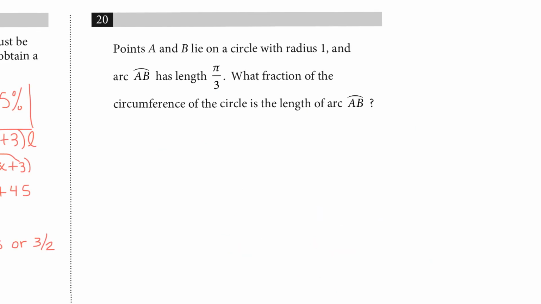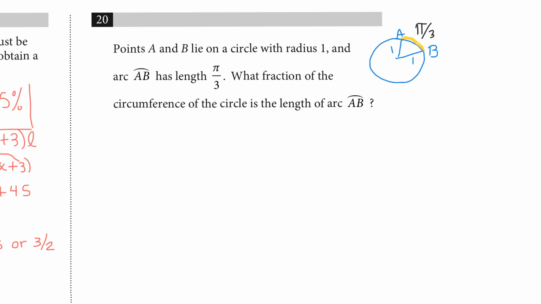Okay, problem number 20. Our last one. Points A and B lie on a circle with radius of 1 and arc AB. So we have a circle and the radius is 1. So this is 1, that's 1, and this is some point A and B. So it says the length of arc AB is pi over 3. So that means that from here to here, this part right here is actually pi over 3.